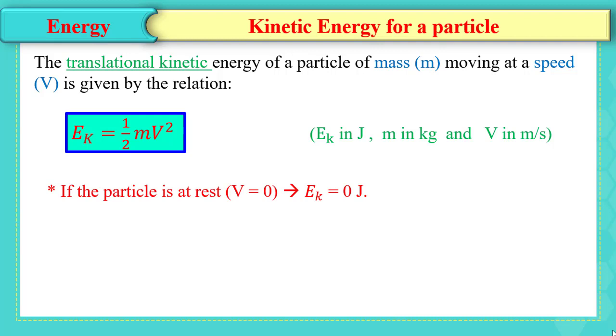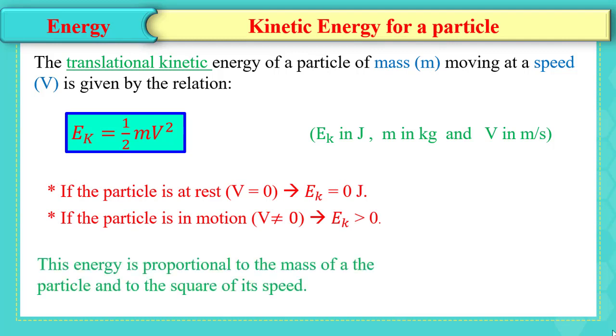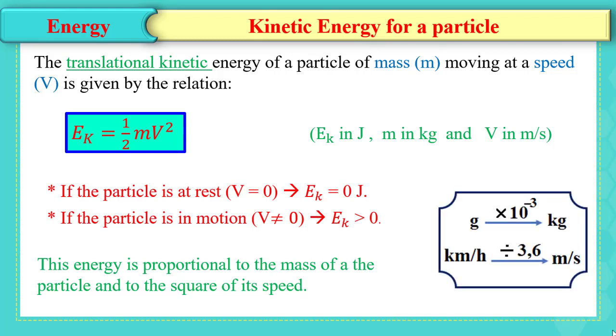Now, if the particle is at rest, the kinetic energy will be zero. And if the particle is in motion, then the kinetic energy is positive all the time, since it depends on mass and the square of its speed. Note that we should use the SI units, so to convert from gram to kilogram, we should divide by 1000 or multiply by 10 to the power minus 3. And from kilometers per hour to meters per second, we should divide by 3.6.